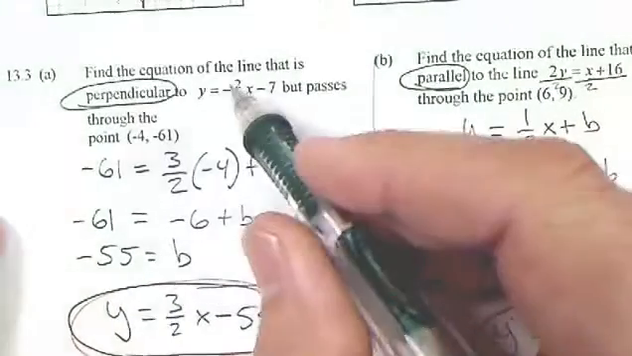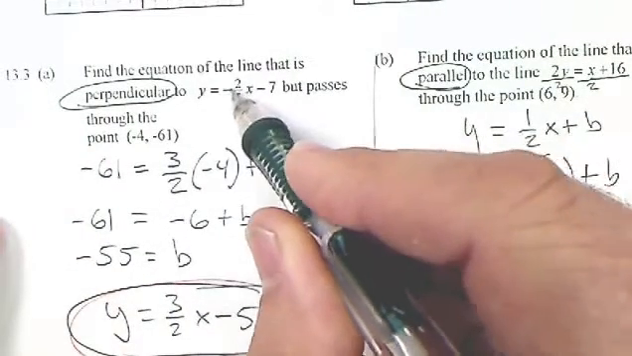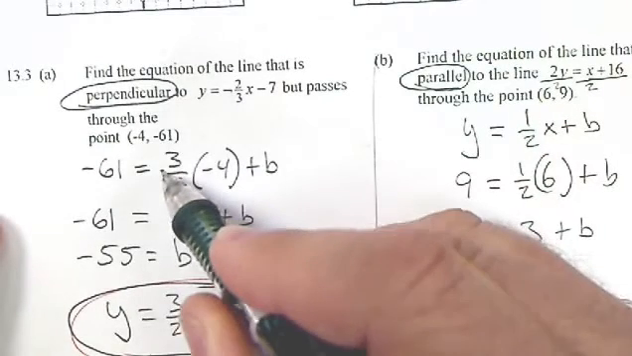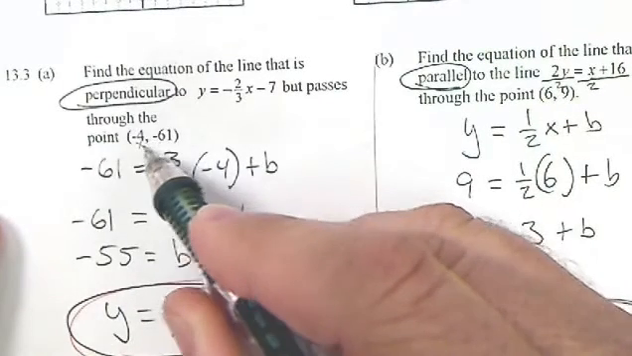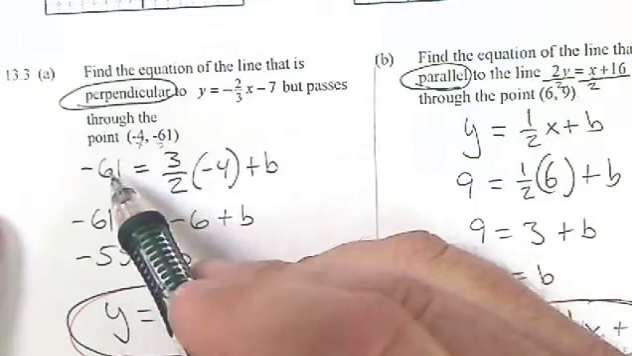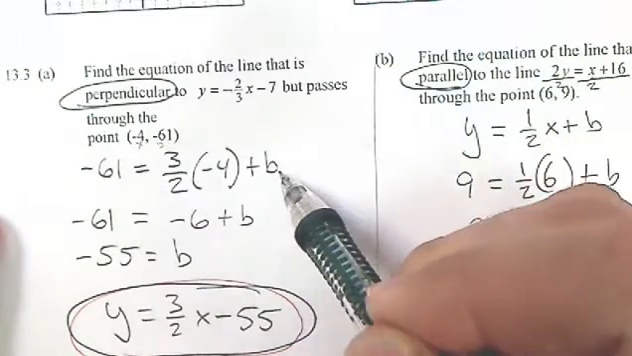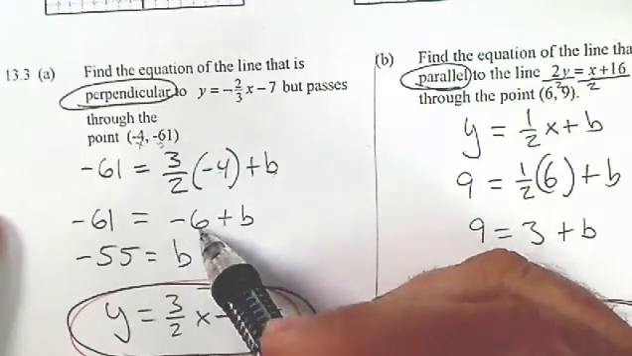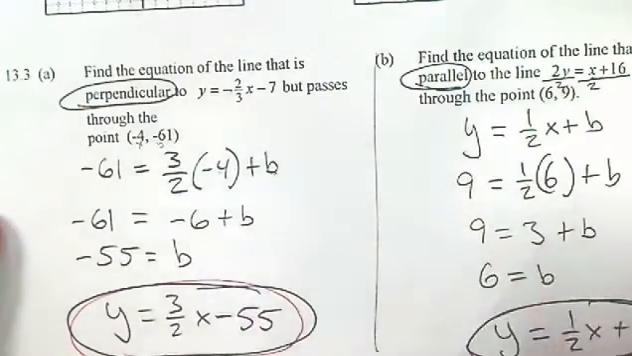Perpendicular means you're taking the opposite and you're flipping this over. So it's 3 over 2, positive, is my slope now. Plug in an x and a y. There's my y, there's my x, and I'm going to find the y-intercept. Multiply, divide, get -6, add 6 to both sides. So I got my -55.